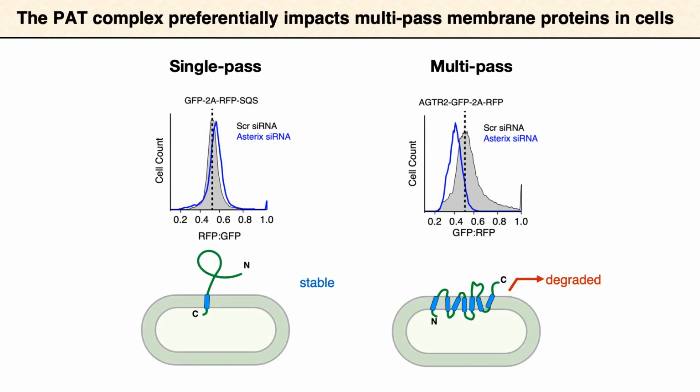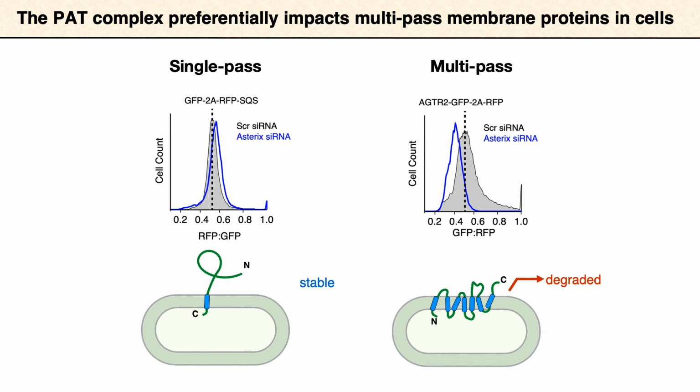And of course, if we now move into cells, we see that the PAT complex specifically is required for multipass membrane proteins and is not at all required for single pass membrane proteins. This is just one example I'm showing you here, but using this membrane protein squalene synthase. If we use this ratiometric assay to monitor degradation, we see that the squalene synthase is completely stable in cells upon depletion of Asterix. And I should also note, when you deplete Asterix, you also deplete CCDC47. The complex is completely dependent.